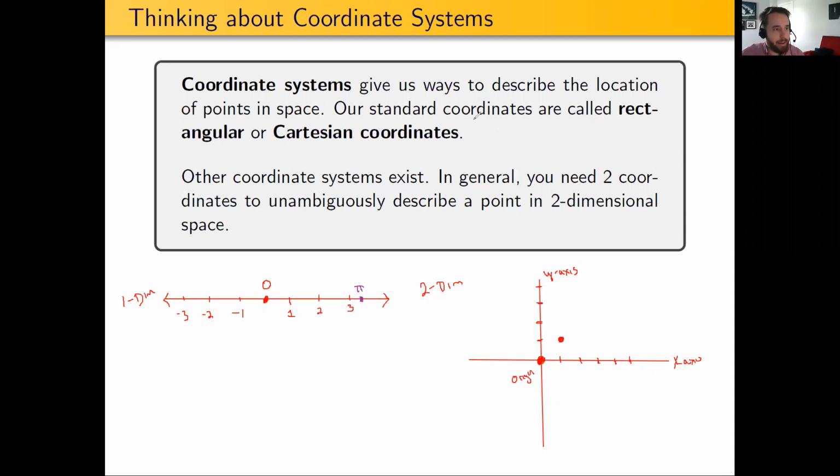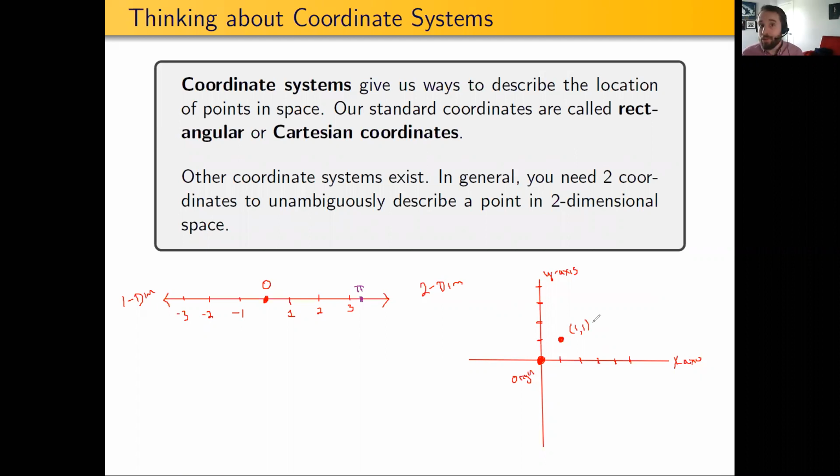And I could say that in order to get to this point in two-dimensional space, I had to walk 1 unit up in the x direction and then 1 unit up in the y direction, right? Again, these two lines are perpendicular to each other, so it's unambiguous how I could get to this point. And so that corresponds to the 1 on the x-axis, the 1 on the y-axis, and so we would describe this as the point 1, 1.